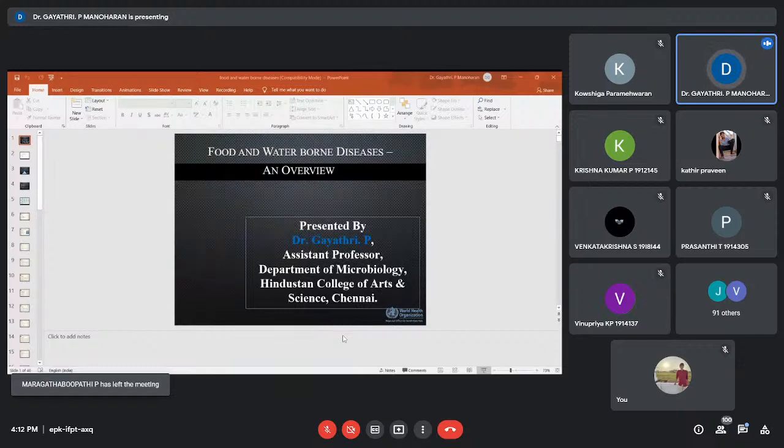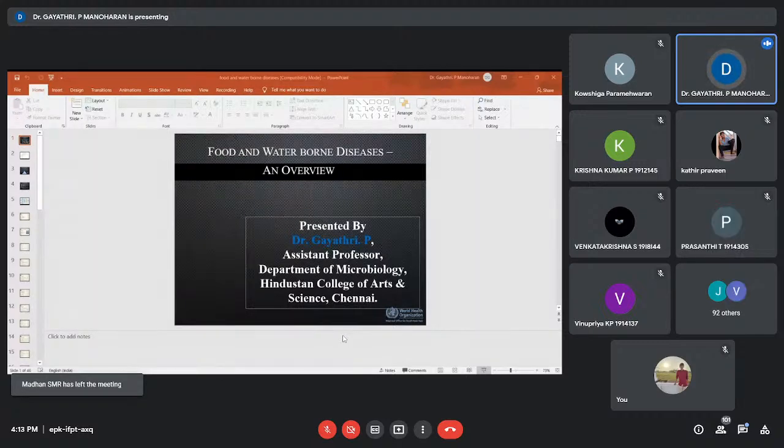So we are going to the topic called food and waterborne diseases. This is a case study which reports the fraction of the total global burden of disease daily. For example, diarrheal disease plays a very major role when compared to other waterborne diseases or other diseases. Diarrhea is a very common problem we are facing all over the world.